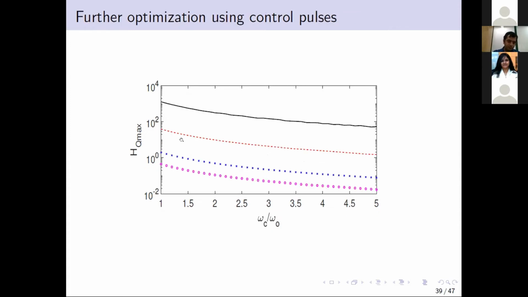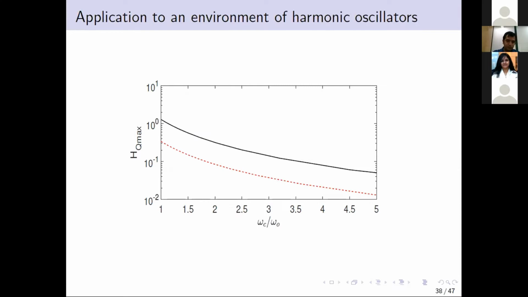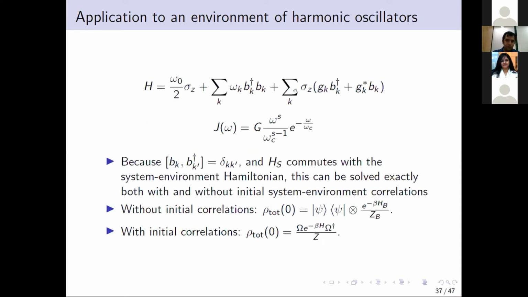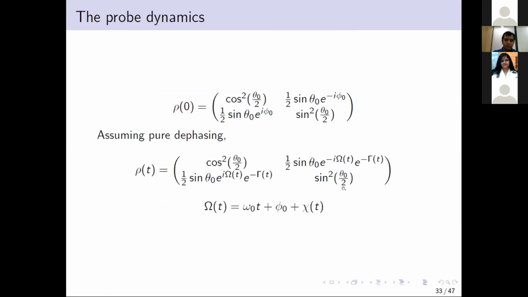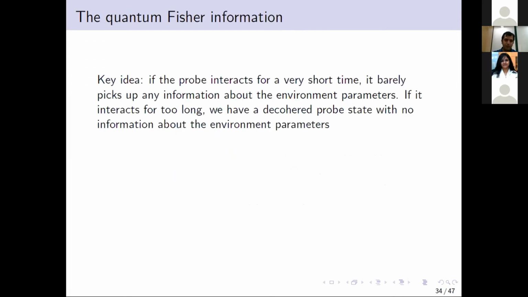You can go further, because you can also solve this model by applying suitable control pulses. You can control this decoherence rate, this gamma factor, this omega factor. You can tailor it to your advantage by applying some appropriate control pulses. That takes us into the realm of dynamical decoupling, so I'm not going there. But the point I want to highlight is that you can control this by applying suitable control pulses to your probe.